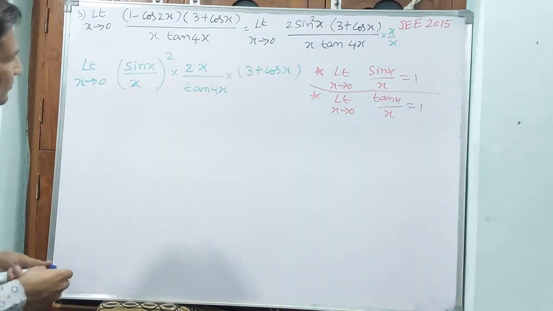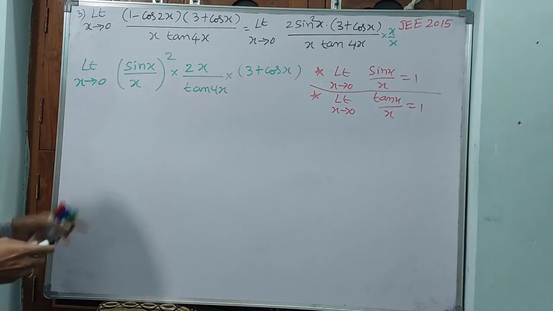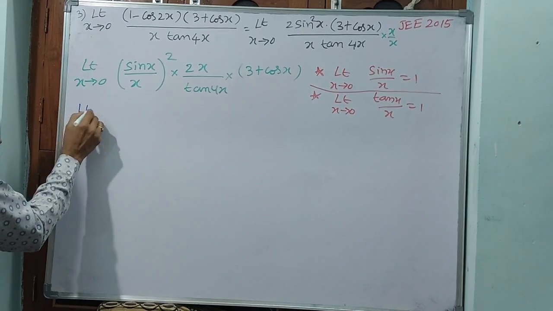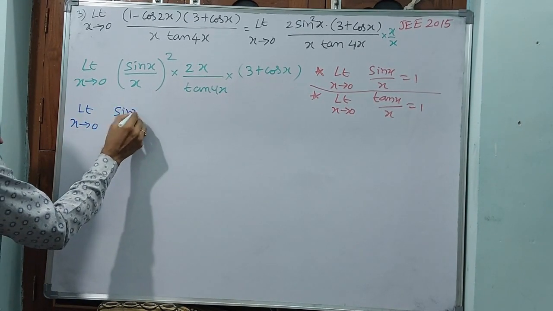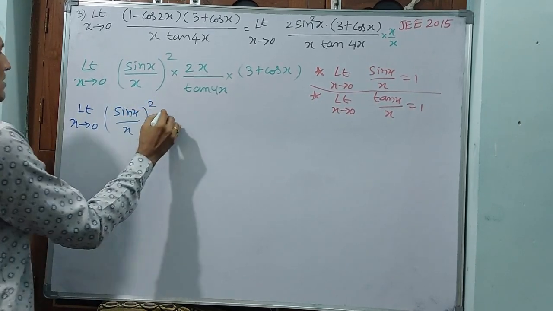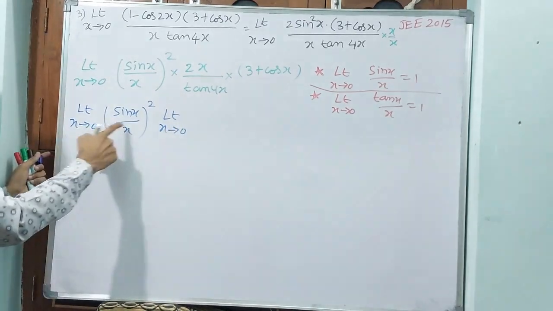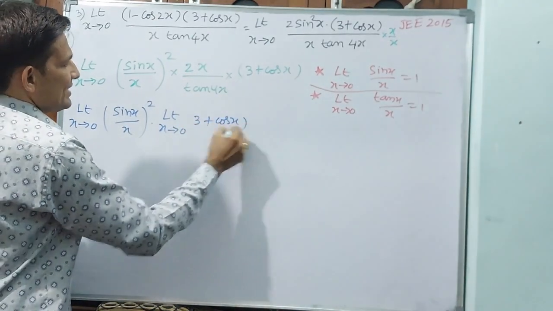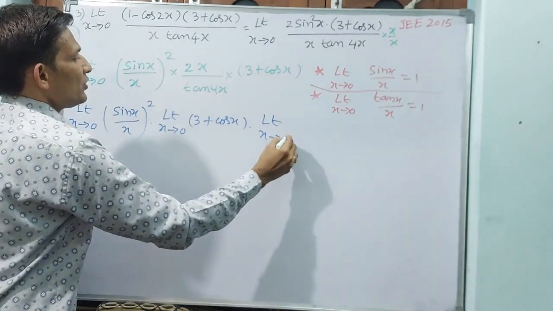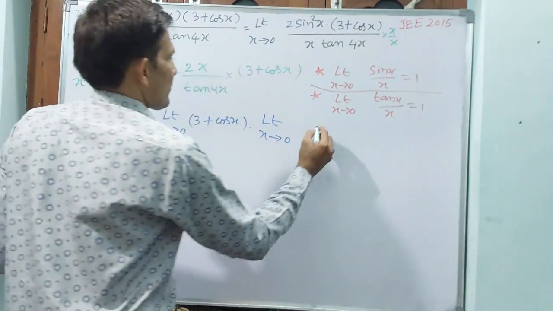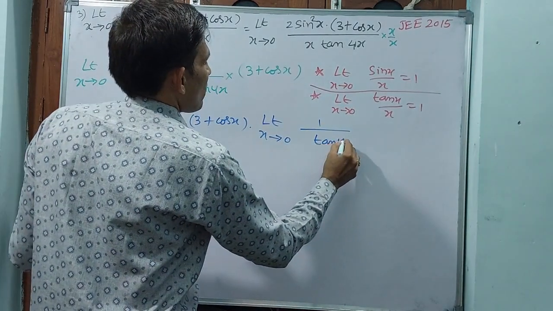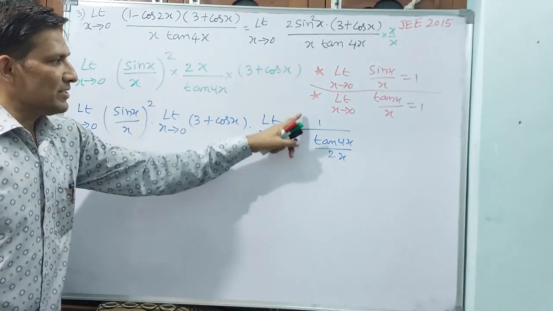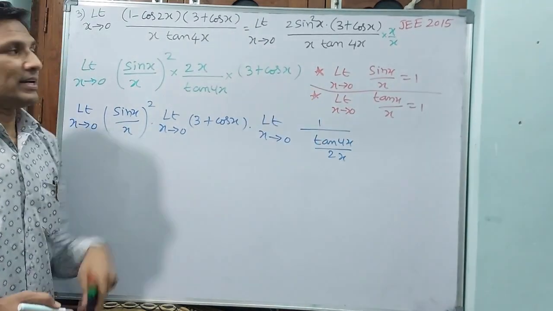Okay, now come back again. Now this is a multiplication. Shall I convert it like this? See how I am writing. Limit x tends to 0 of sin x by x whole square, times limit x tends to 0 of 3 plus cos x, because it is multiplication only, we are not doing addition or subtraction. Into limit x tends to 0 of 1 by tan 4x by 2x, because the denominator becomes the numerator.